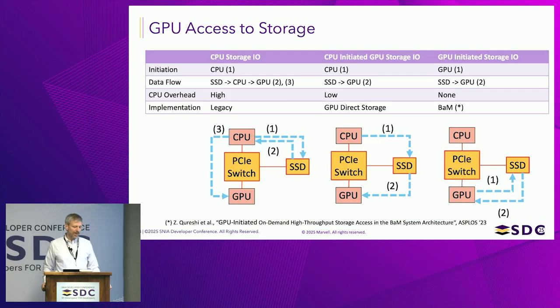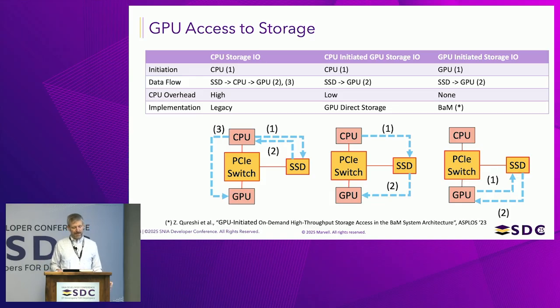So, what about how GPUs access storage? That's very important. You don't want to keep the GPUs idle, especially during the training and inference phases. So the traditional way is that you have a CPU that initiates and controls everything. So here you can see a CPU, GPU, PCI switch, SSD. In a traditional scheme, the CPU initiates the access to storage, and then the data flows from the SSD via the CPU back to the GPU.